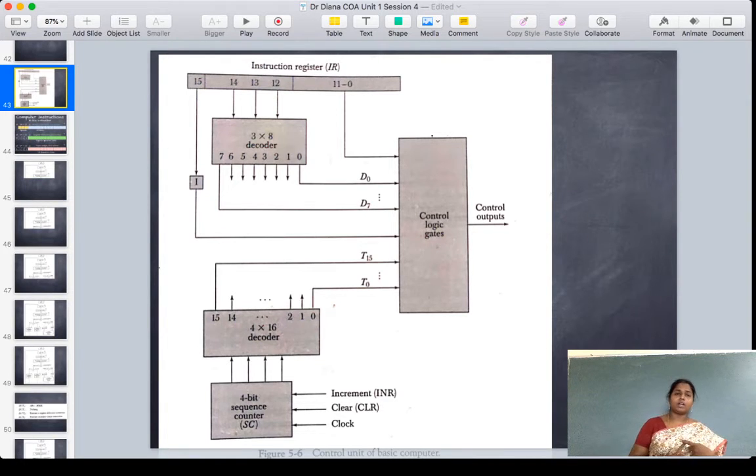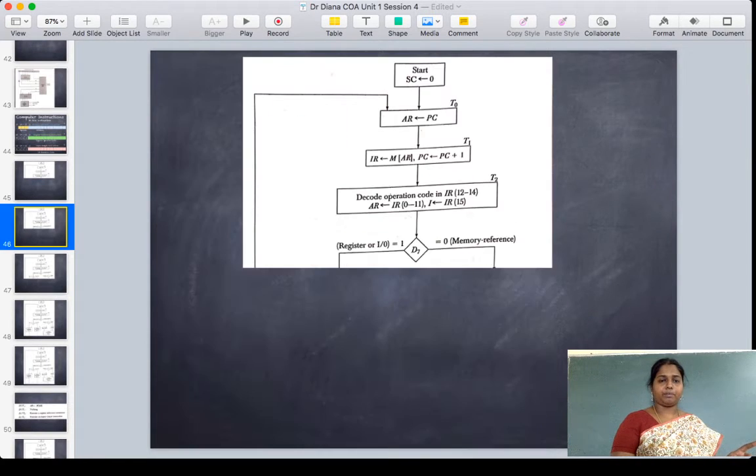So that's one difference. Using that difference, I first identify whether it is a memory reference instruction or one of the other 2 types of instruction. It can either be a register reference or an IO instruction. So I first look into signal D7. If D7 is 0, I identify that it is a memory reference instruction. If D7 is 1, it can either be a register reference instruction or an IO instruction.